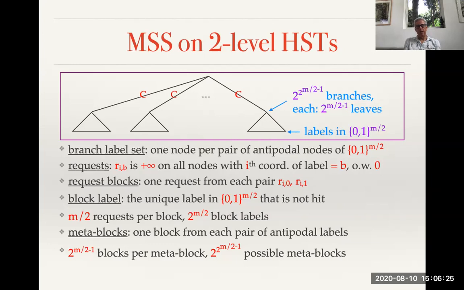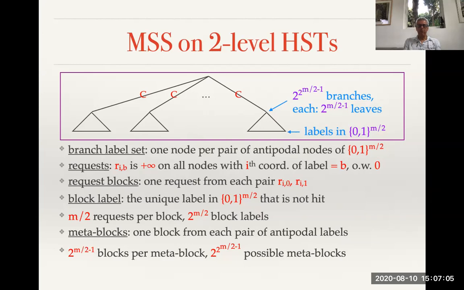So if you look at all the requests in the block, they hit all the labels except for one. So there's a unique label, a unique point in the binary cube 0, 1 to the m over 2 that is not hit by the block, and that will be the block label. So each block has m over 2 requests, one request from each pair, and there are 2 to the m over 2 possible block labels.